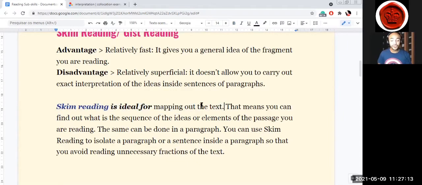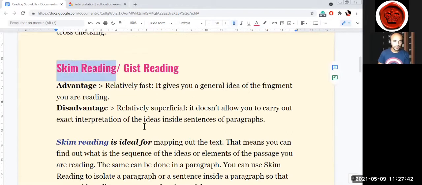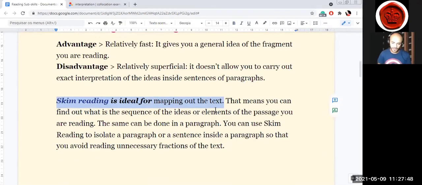Being able to have the map, the chart of the text in your mind as you go about answering the questions, it's really, really useful when you know where the author starts, what path he's drawing, and then where he's going to finish. So it's really useful. And I think that one of the key reading skills to help you map out the progress of ideas inside the text is certainly this one. That means you can find out the sequence of ideas or elements of the passage you are reading.